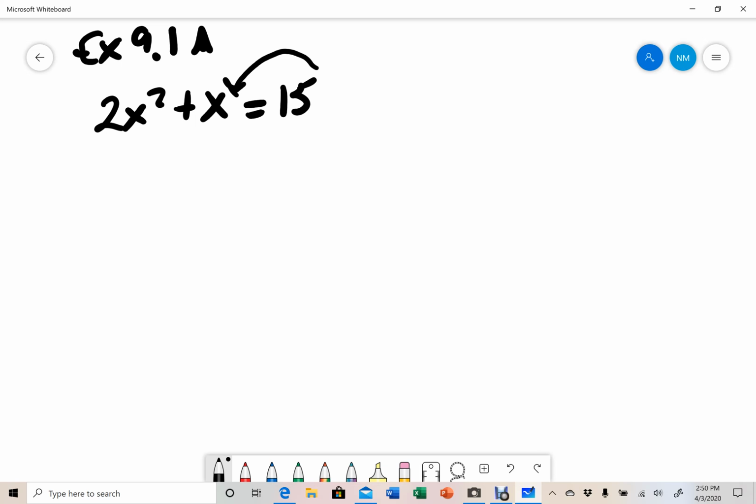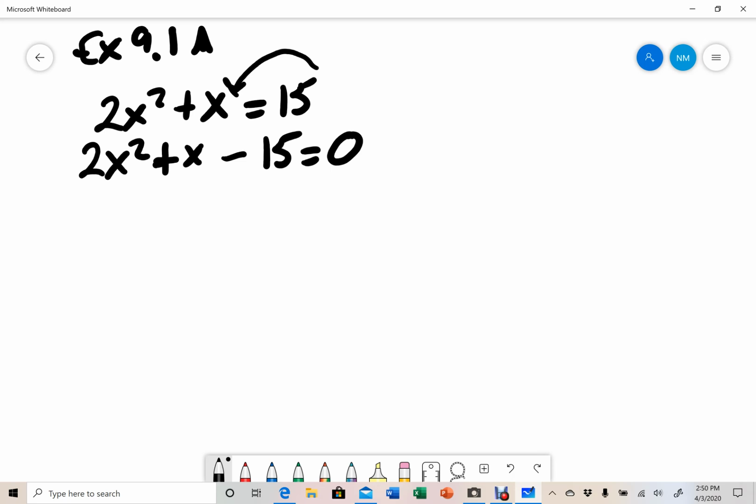So my first step is to rewrite this as 2x squared plus x. And remember, when we move our 15 over, the sign changes. Minus 15 equals 0. So now I'm in standard form. I've got my x squared here, I've got my x and my whole number, and then my equation equals 0.